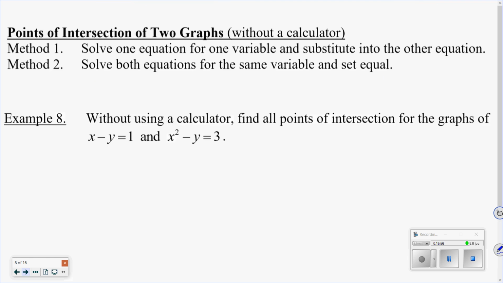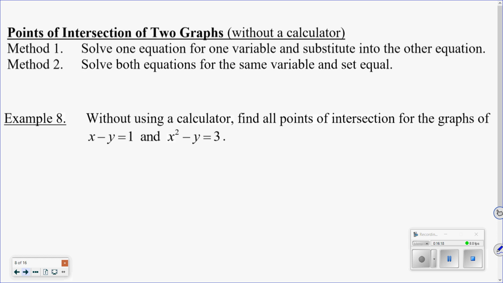Hey, last thing is points of intersection. There are 2 ways to find points of intersection. One is through substitution, where you solve one of them for x or y, and then you plug it into the other equation. The other one is you can solve them both for either x or y, and then you just set them equal to each other.